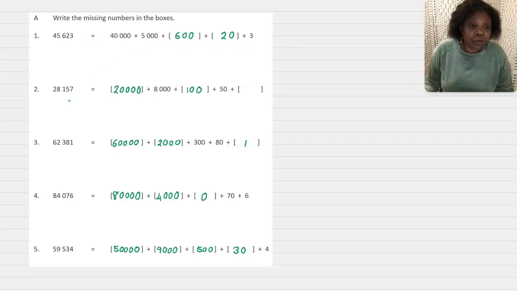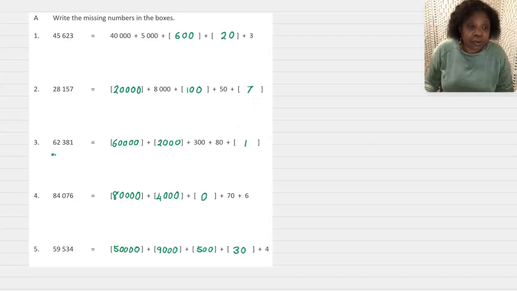We come to question 2. We have 28,157. The value of the 2 right here is 20,000. The value of the 8 is 8,000. The value of the 1 is 100. The value of the 5 is 50. And the value of the 7 is 7 units. We missed that one, so let's write it down. So this is 7 units. The value of the 7 is 7 units.